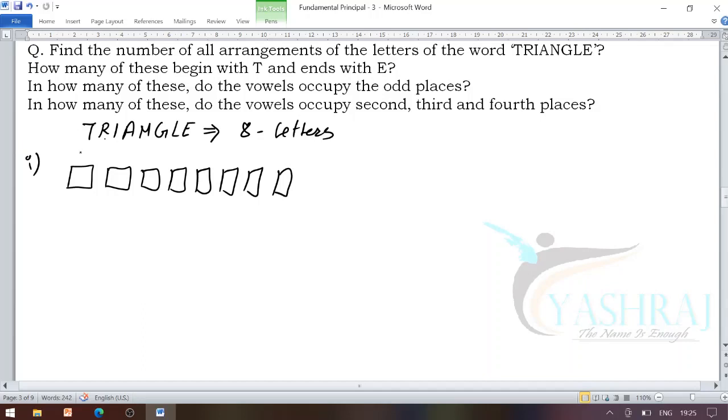So we have to fix T in the first box. There is only one T in the letters of the word triangle, so only one way to fill up the first box. And it should end with the E. Only one E we are having, so only one way to fill up the last box. To fill up the second, third, fourth, fifth, sixth and seventh boxes, we have the letters of the word triangle.